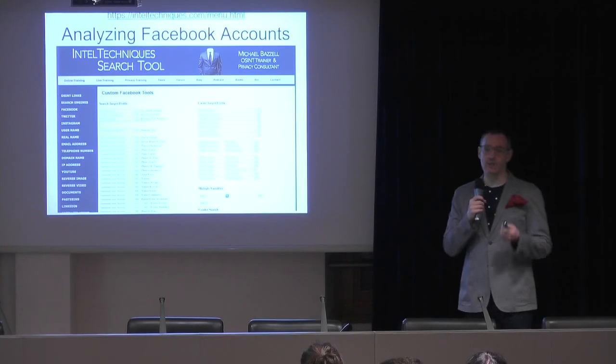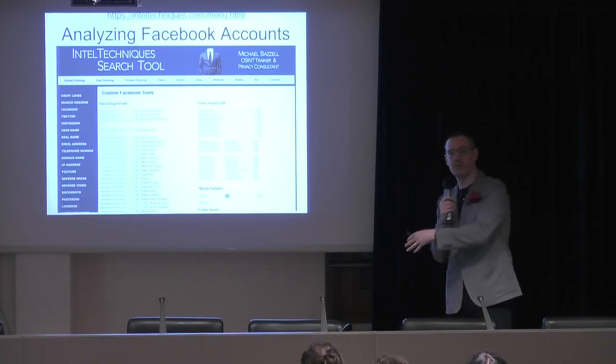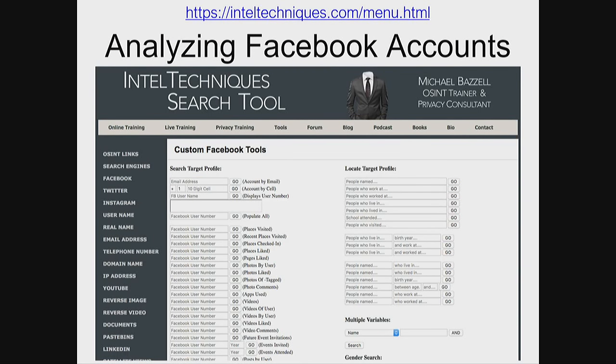That being said, frankly, a lot of people forget what they're doing on Facebook is public in a lot of cases. They forget that interactions on other people's profiles on Facebook may also be public. And graph search in this particular interface here on Michael Bazzell's IntelTechniques site is a great way for you to look at what an account is doing not only on their profile, but elsewhere on Facebook.